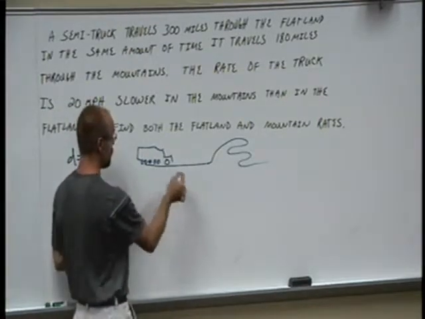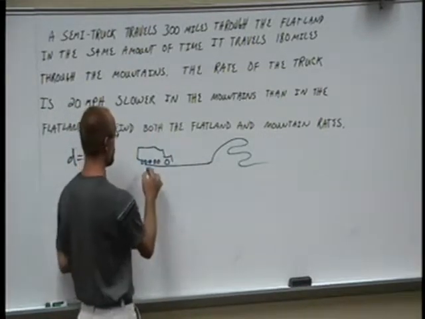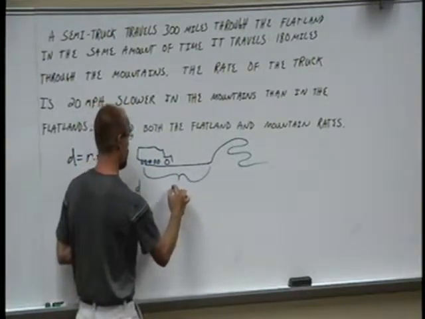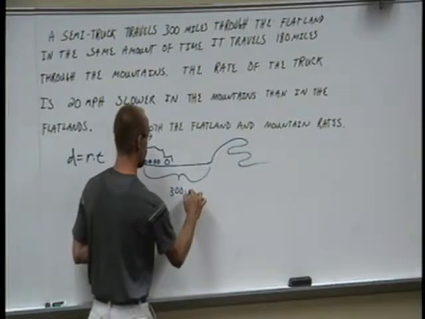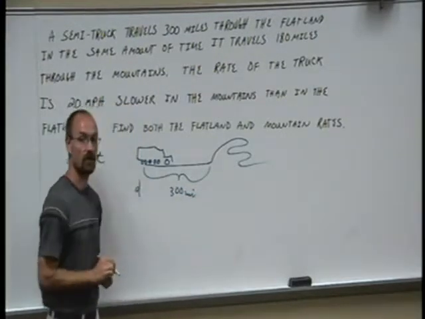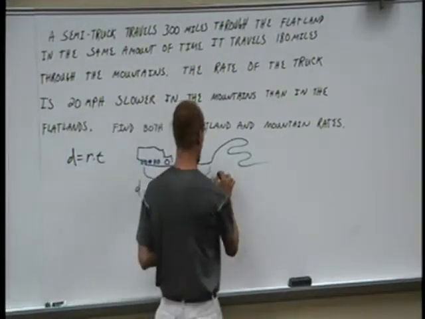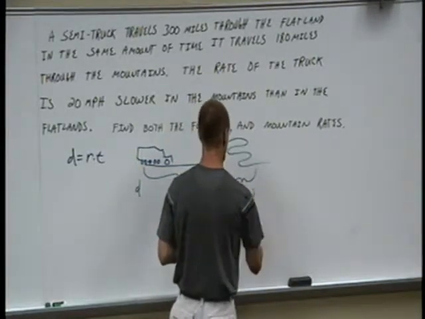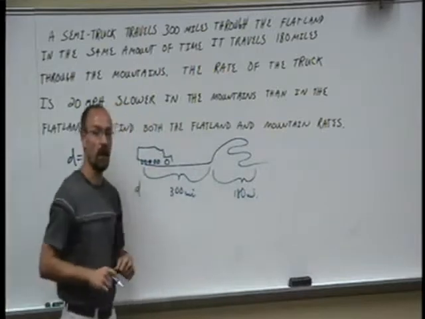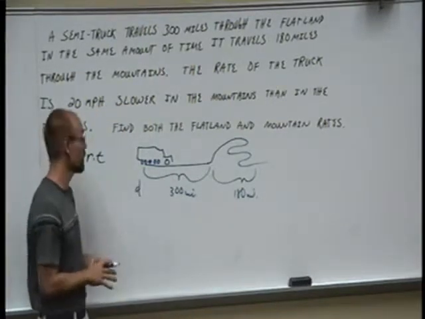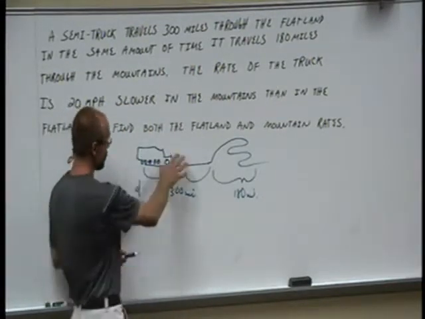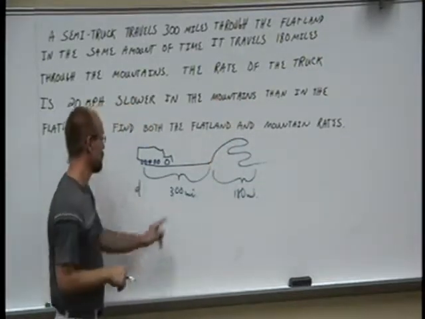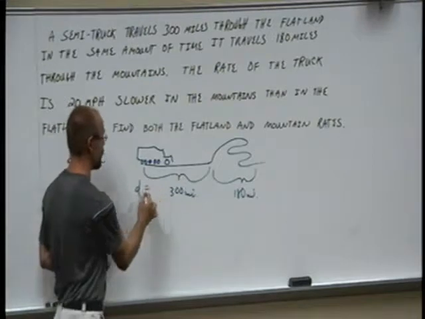And then here, when we read the problem, we say, okay, we're told that we have a distance of 300 miles in the flatlands. And we're told we have 180 miles in the mountains. So I'm just transferring this to a picture. So he's traveling flatlands and then he's going up into the windy roads of the mountain and he traveled 180 miles. So this is my distance.